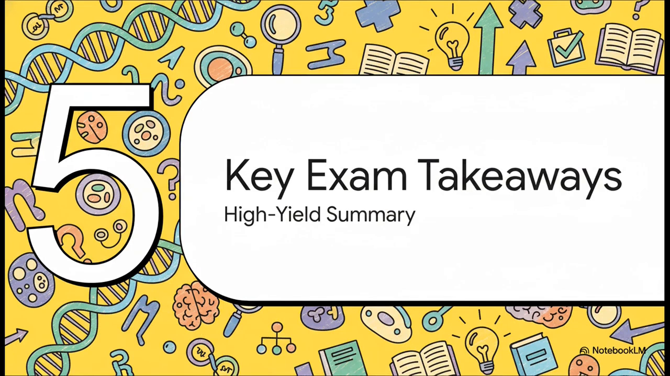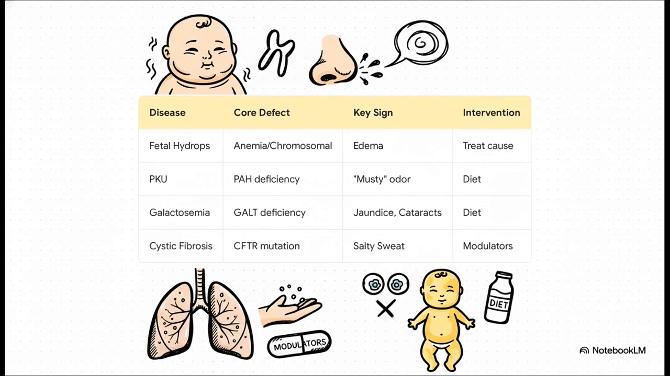Okay, Chalo, let's wrap this up. This is your final, high-yield summary. Everything you absolutely need to know for your exams. This table, take a photo of it, write it down, do whatever you need to do. It's pure gold. Fetal hydrops, think anemia, edema. PKU, pH enzyme, musty odor, diet. Cystic fibrosis, CFTR channel, salty sweat, lung infections.